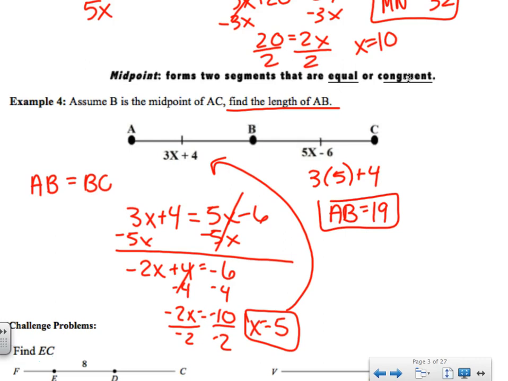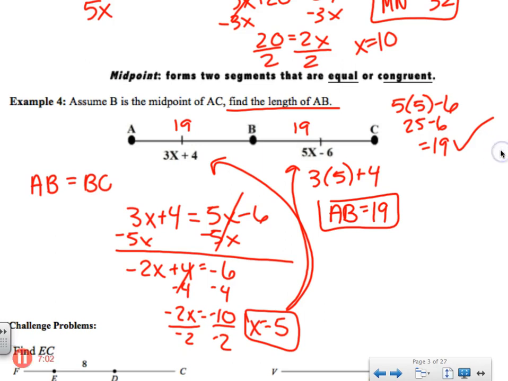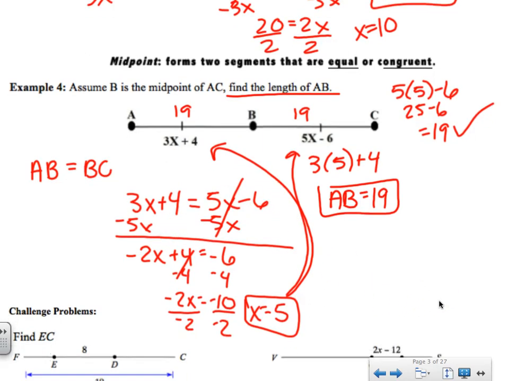Okay? If you want to check your answer to make sure you're correct, we could plug 5 back into this equation. So 5 times 5 minus 6. So 25 minus 6 does equal 19. Okay? So it checked out. I know both of my distances were 19. That makes sense for midpoint. My segments are congruent. Okay? So if things are in the middle, midpoint, that's when you set them equal to each other and not use this segment angle addition postulate.